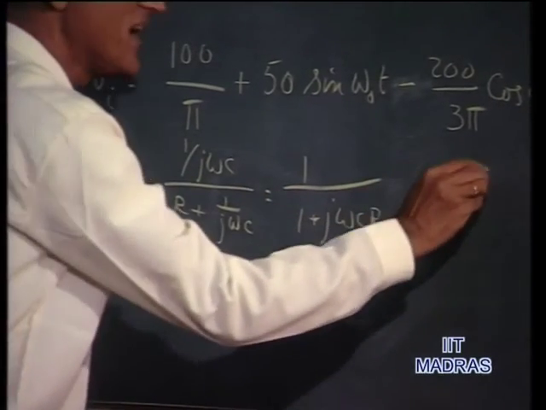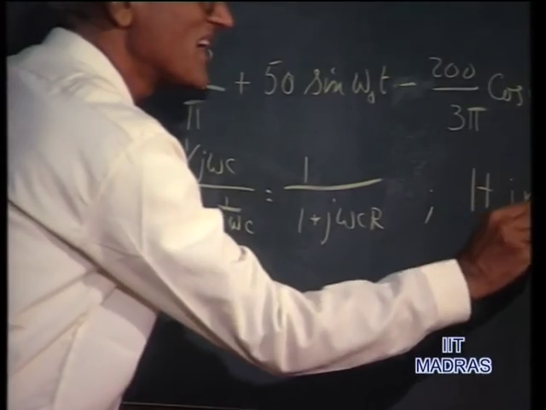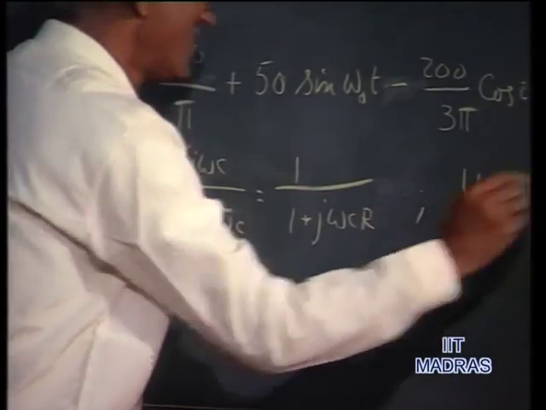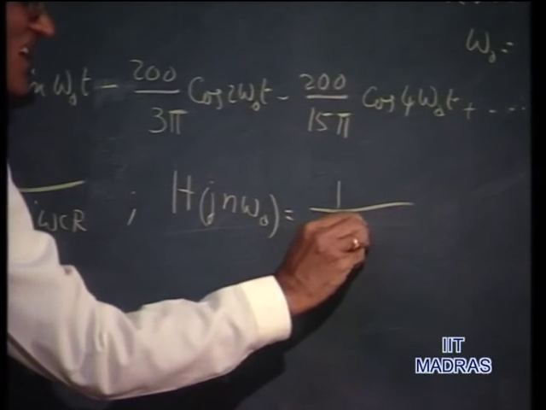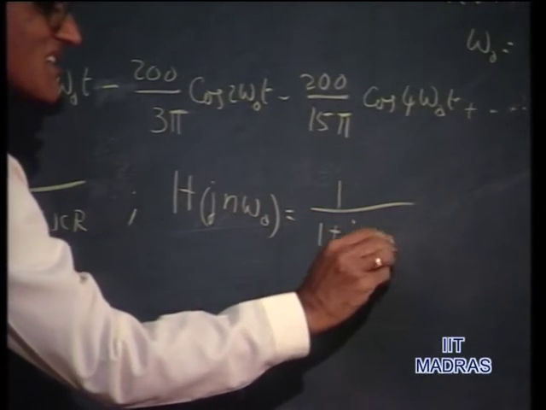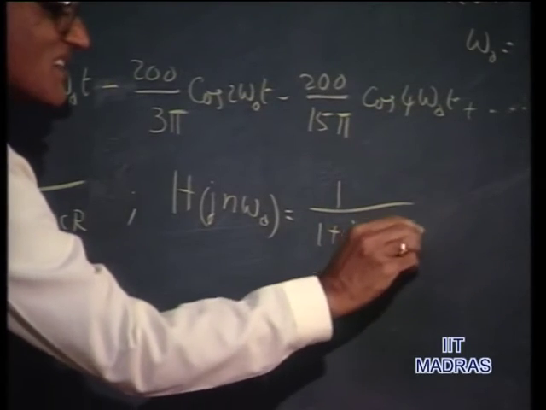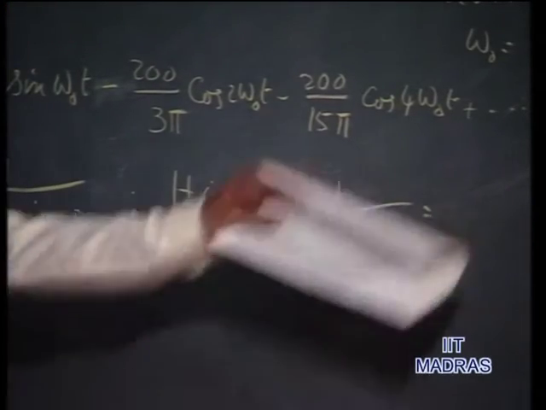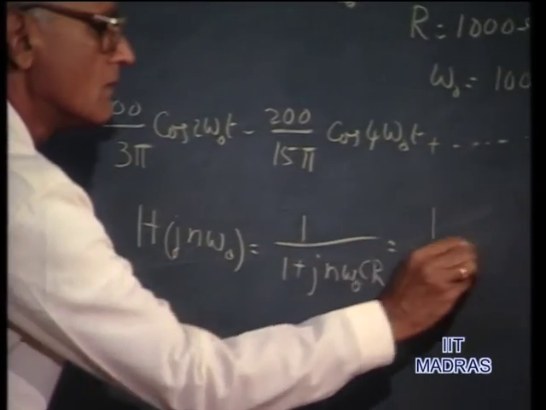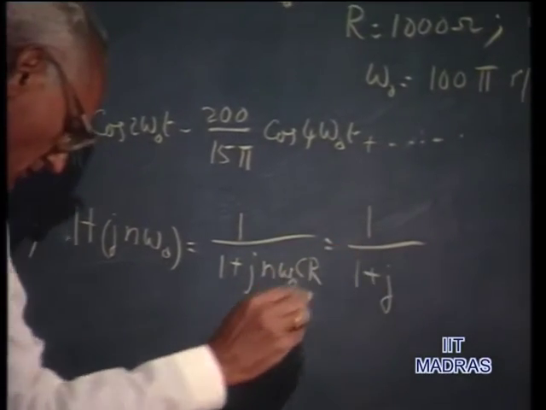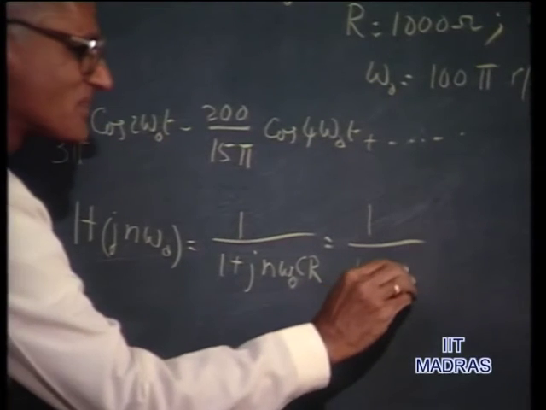Consequently, we will find out H of j n omega naught for a general n. This will be 1 over 1 plus j n omega naught CR, which when you substitute the numerical values for R, C and omega naught will turn out to be 1 over 1 plus j 5n.